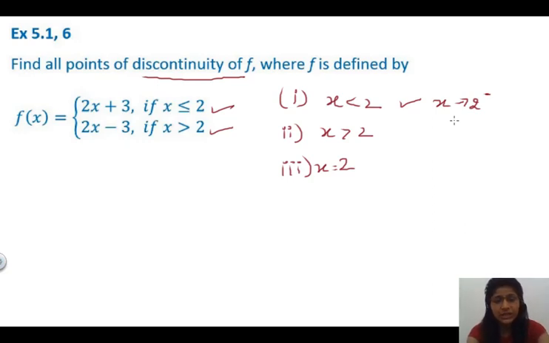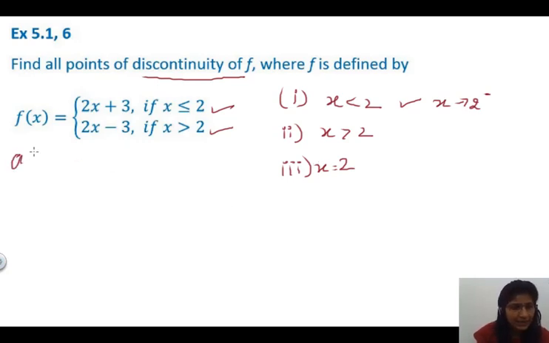X less than 2 means you are going to check for all the real numbers that are less than 2, whether the function is continuous or not. When we say x is tending to 2 minus, that means here the x value is slightly less than 2. It is a very close value to 2, but it is less than 2. Similarly for x greater than 2. So don't just say that we are checking at x equal to 2, 2 plus, 2 minus, and we have checked the function. No, for x less than 2 all the real numbers, and for x greater than 2 all the real numbers which are greater than 2, you have to tell whether the function would be continuous or not.